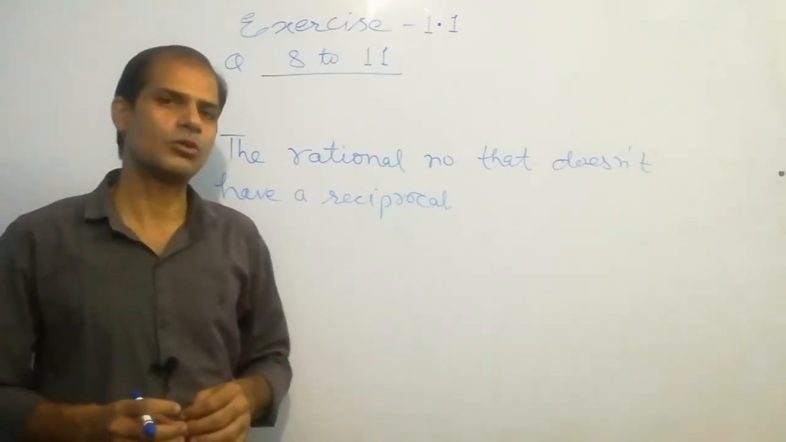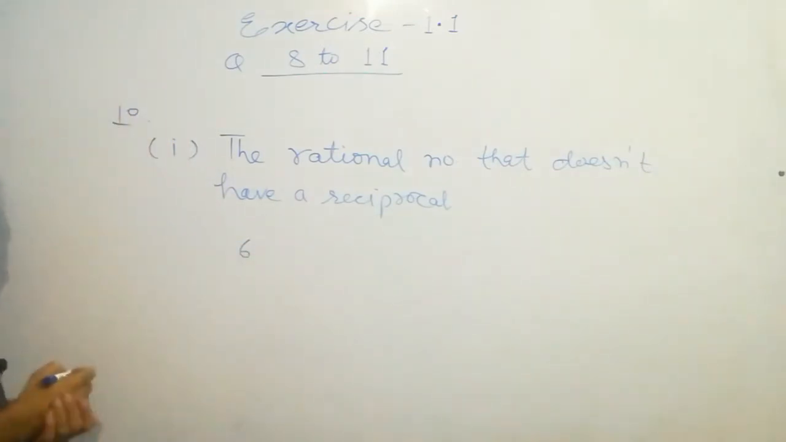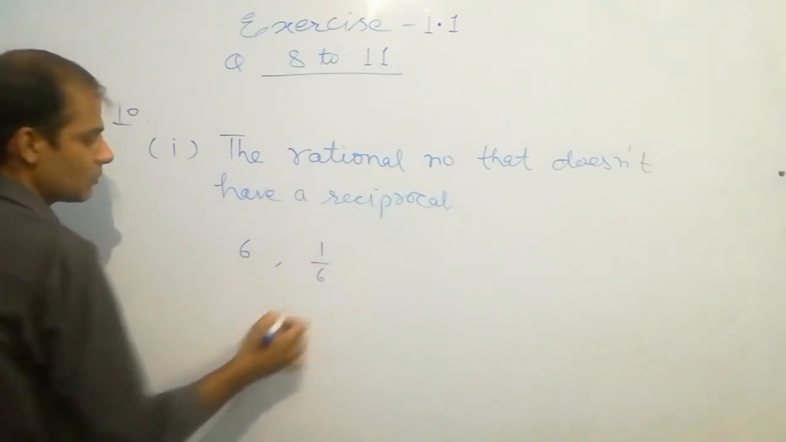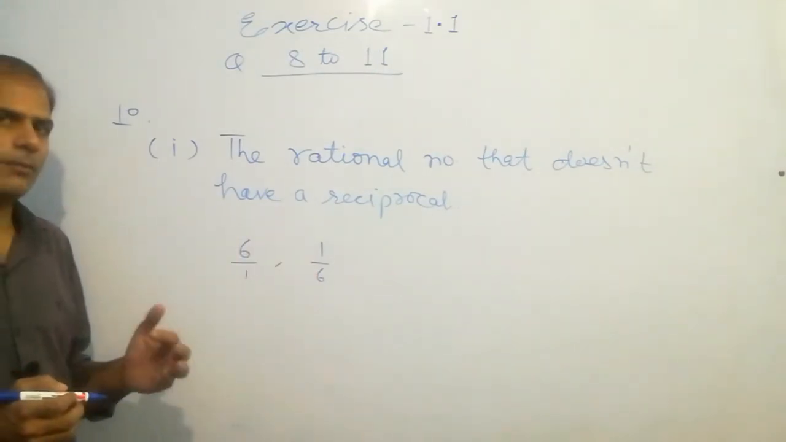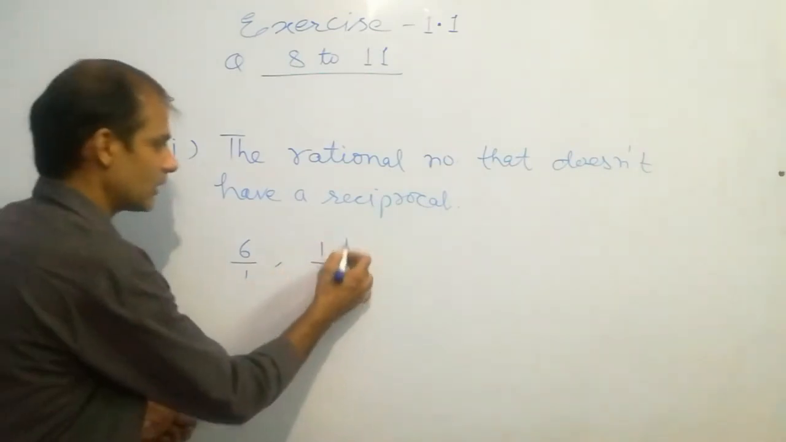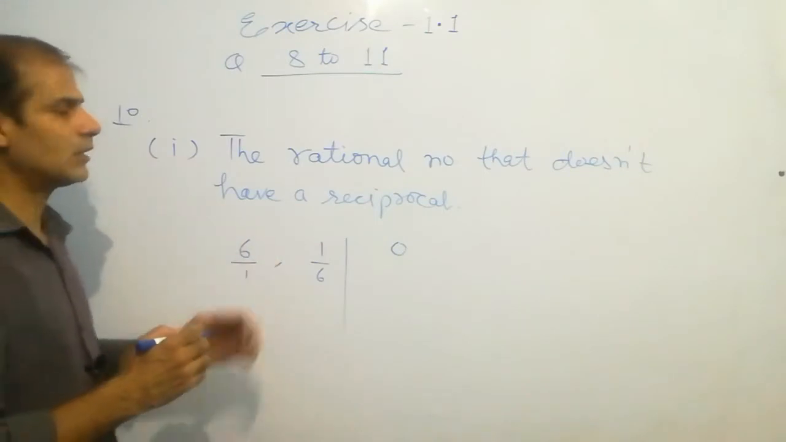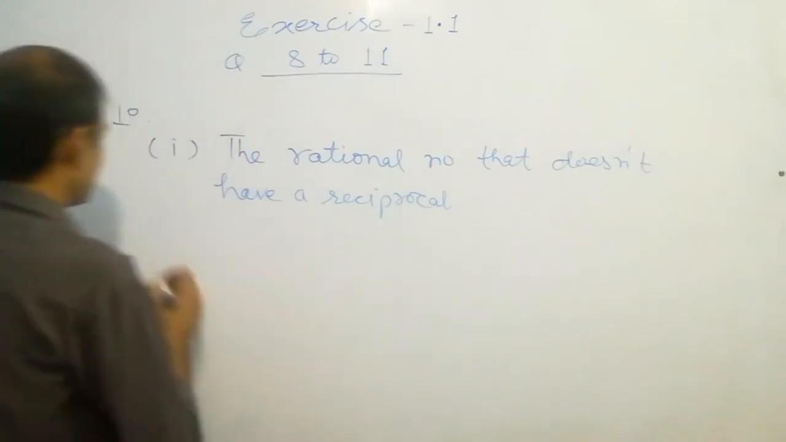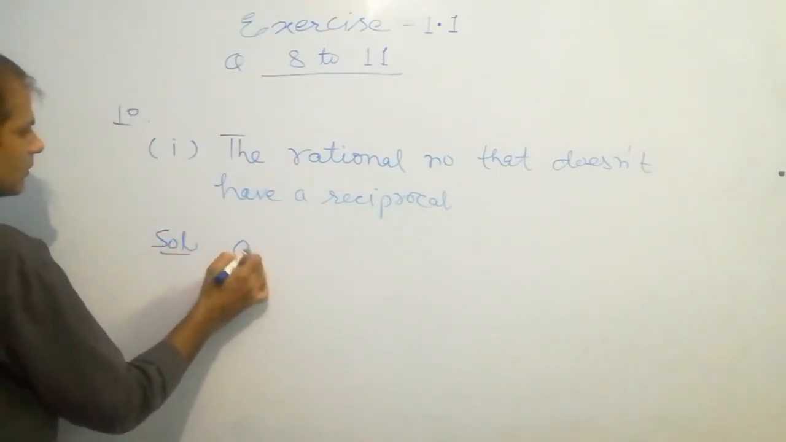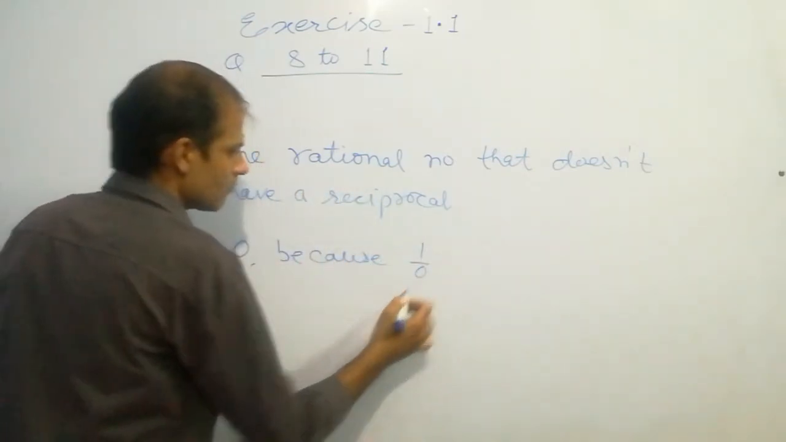Could there be a rational number whose reciprocal is not possible at all? Think about a number, suppose 6. As you know, its reciprocal is 1 upon 6, because 6 can be written as 6 upon 1, and the reciprocal is 1 upon 6. So just think about other numbers. Could there be a number whose reciprocal is not possible? So the answer will be 0. You will write the answer 0. You can also give the reason this way: the answer is 0 because the reciprocal of 0 is 1 upon 0.